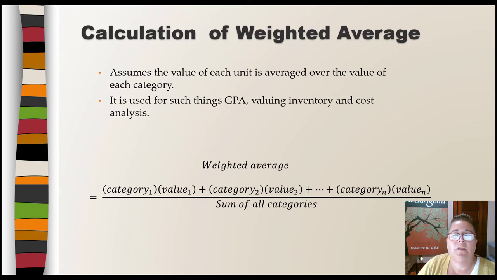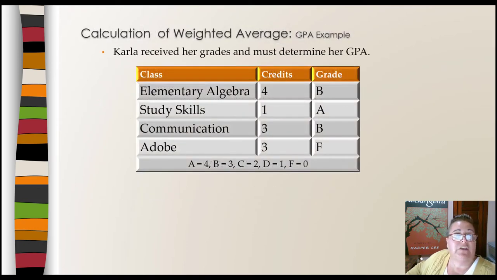Well, in order to have it be a little bit more applicable for you, let's take a look at how we calculate a GPA in college using your weighted average. So Carla received her grade, and she's got to determine her GPA. You can see her elementary algebra was 4 credits, and she got a B. Her study skills class was only 1 credit. She got an A.